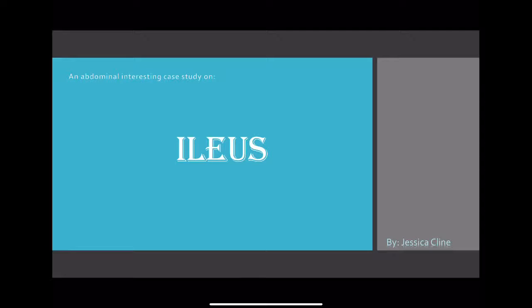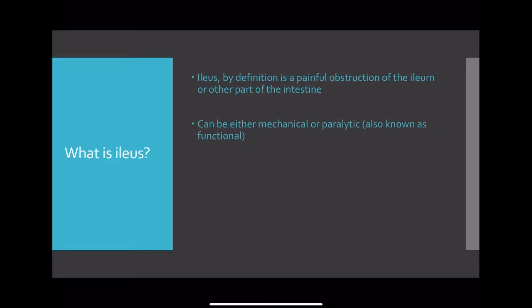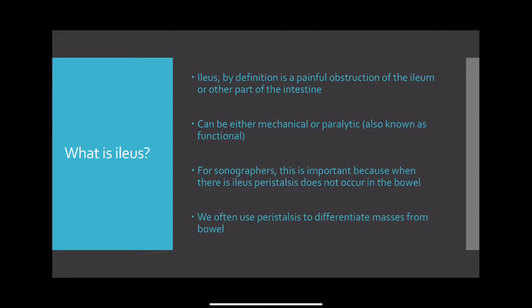This is an abdominal interesting case study on Ileus by Jessica Klein. What is Ileus? Ileus, by definition, is a painful obstruction of the ileum or other part of the intestine. It can be either mechanical or paralytic, which is also known as functional. For sonographers, this is important because when there's ileus, peristalsis does not occur in the bowel, and we often use peristalsis to differentiate masses from bowel.